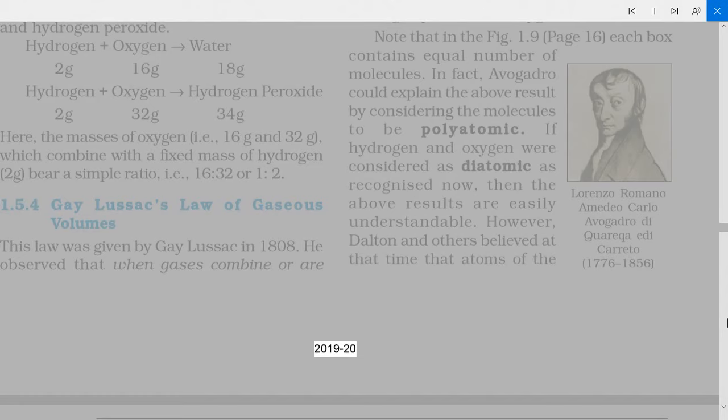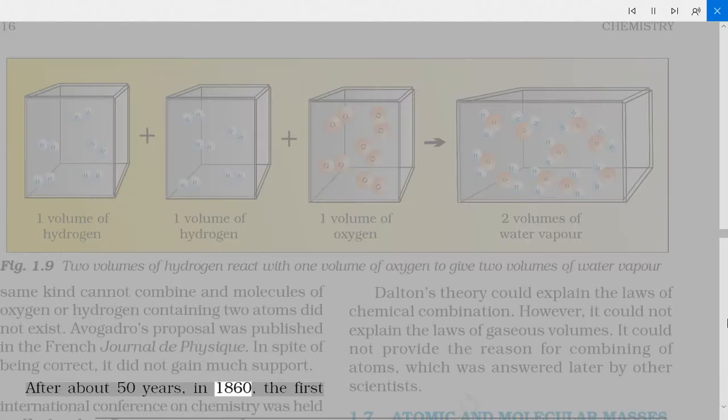Same kind cannot combine, and molecules of oxygen or hydrogen containing two atoms did not exist. Avogadro's proposal was published in the French journal De Physique. In spite of being correct, it did not gain much support. After about 50 years, in 1860, the first international conference on chemistry was held in Karlsruhe, Germany, to resolve various ideas. At the meeting, Stanislao Cannizzaro presented a sketch of a course of chemical philosophy, which emphasized the importance of Avogadro's work.